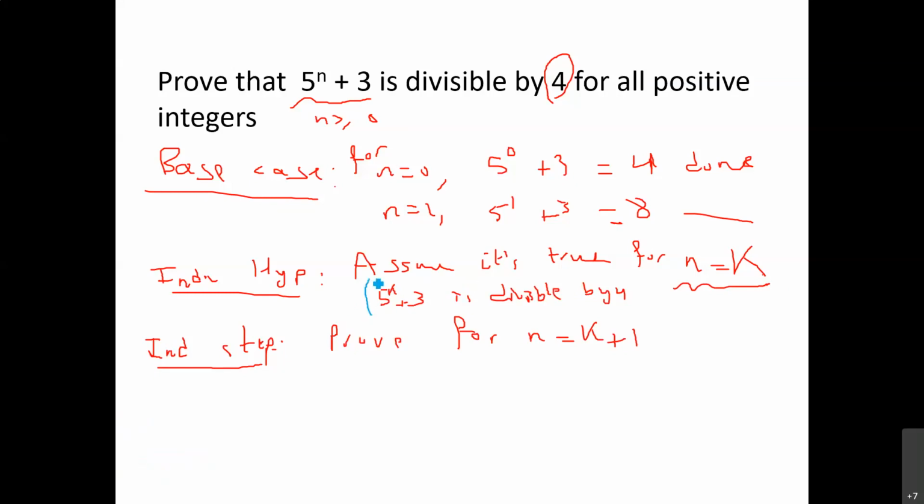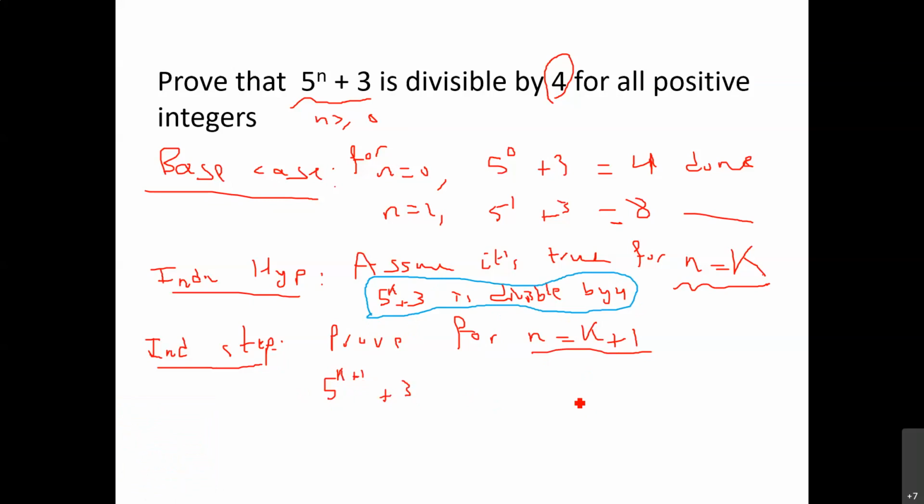Remember rules of inference if you want to relate it to that, sort of. This is now given, it's true. 5 power k plus 3 is divisible by 4. You just have to prove it now for this. We have to now prove that 5 power k plus 1 plus 3 is divisible by 4.